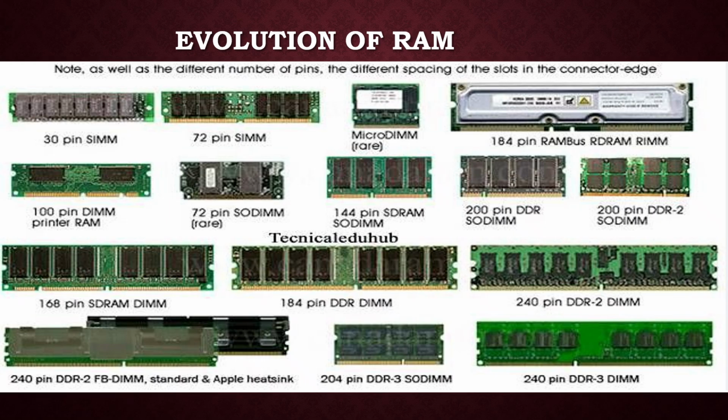So the evolution of the different number of pins and the different spacing of the contacts. Different types of RAM pin counts are used. This is 30 pin, this is 72 pin, this is micro DIMM, this is 144, 200, 160, 184, 240, 204, 250, DDR3. All these are different types of RAMs which have different numbers of pins. As per the number of pins, the spacing of the contacts will also be different. Understand?